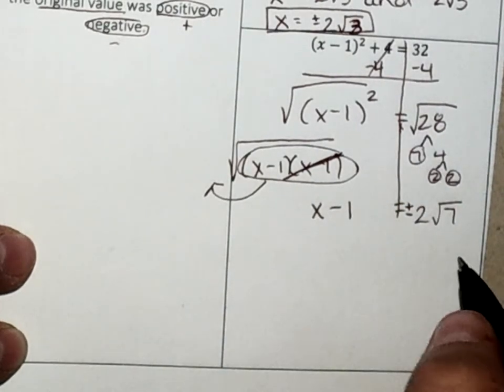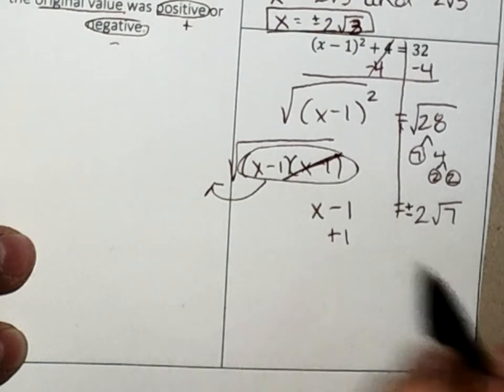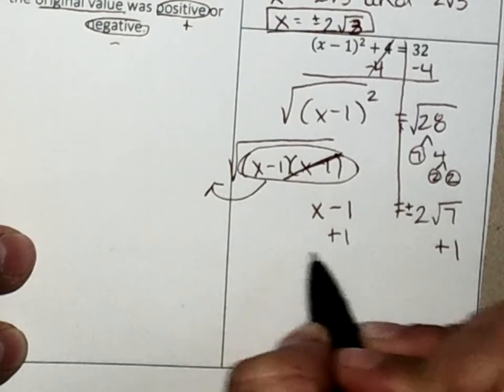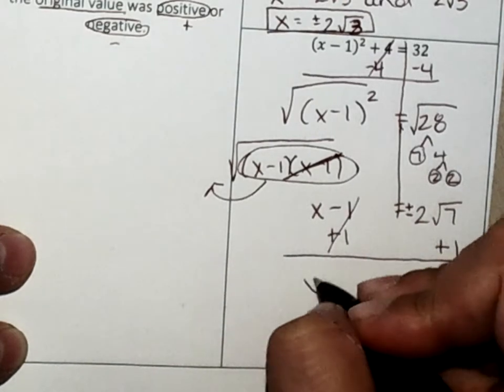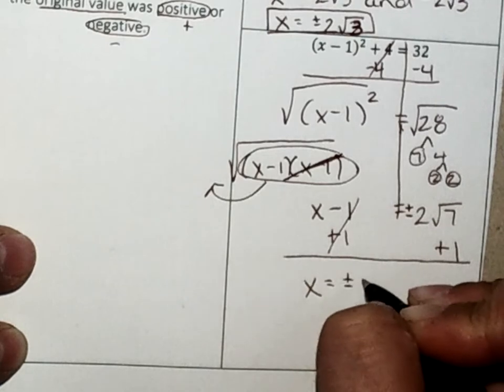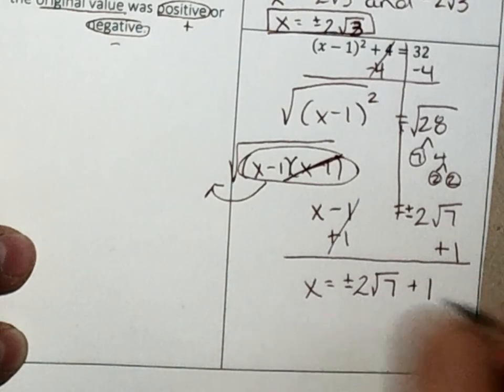And then in our last step, we have one more step. We need to add 1. The 1's eliminate, and this gives us x equals plus or minus 2 root 7 plus 1.